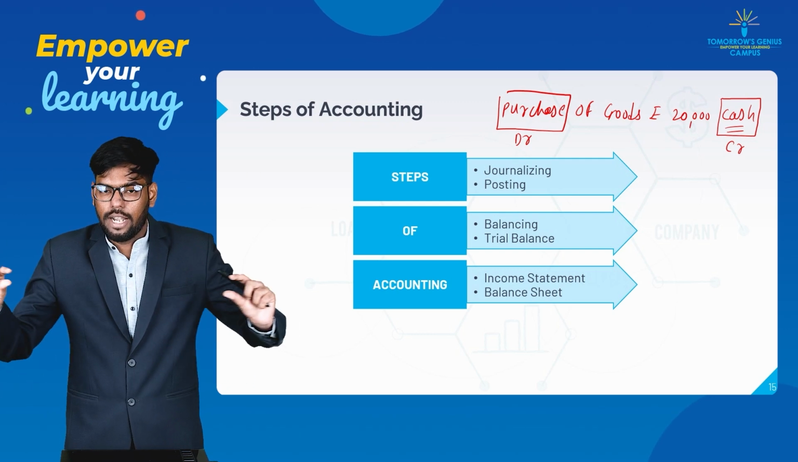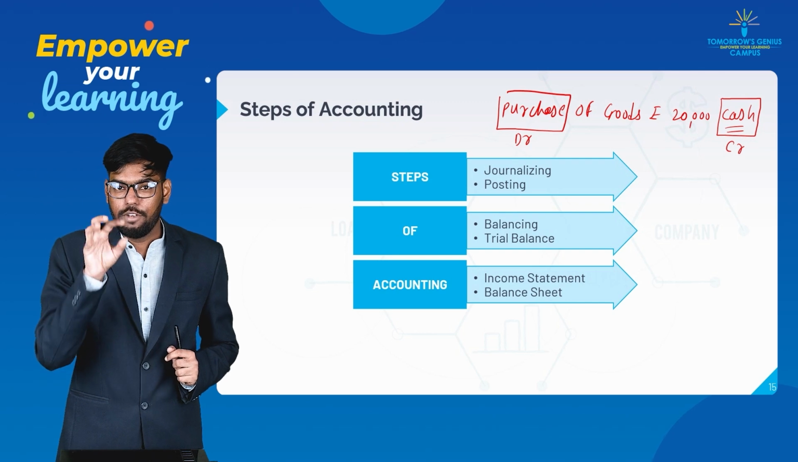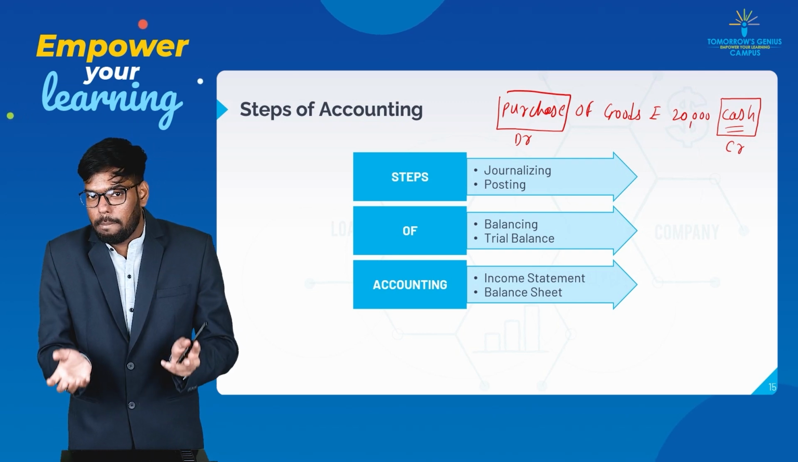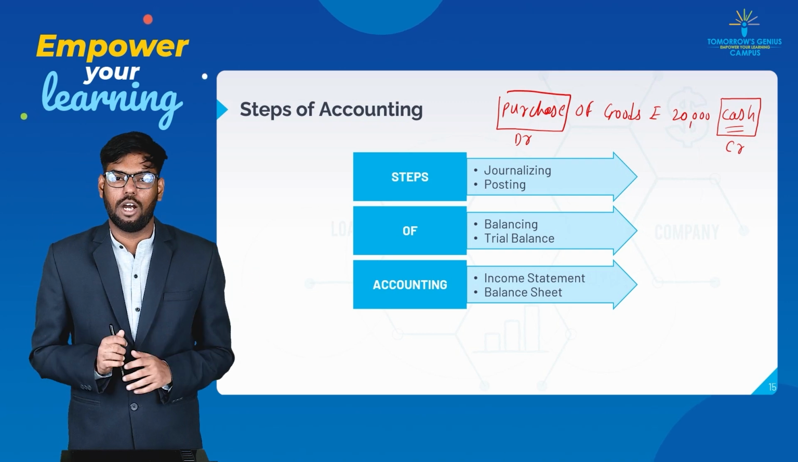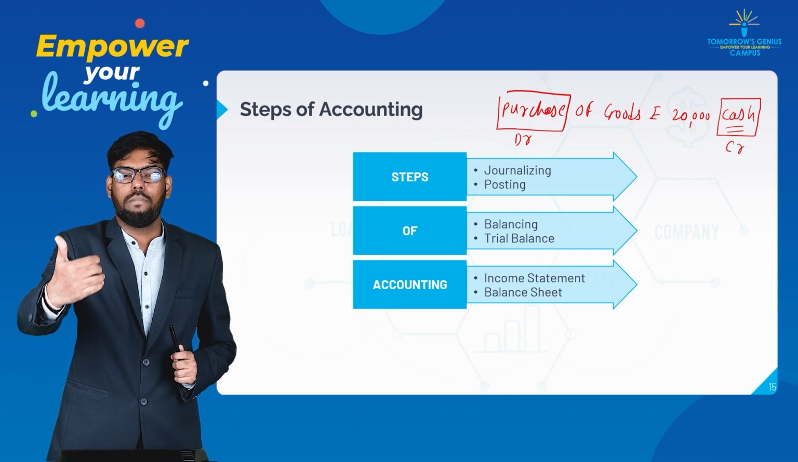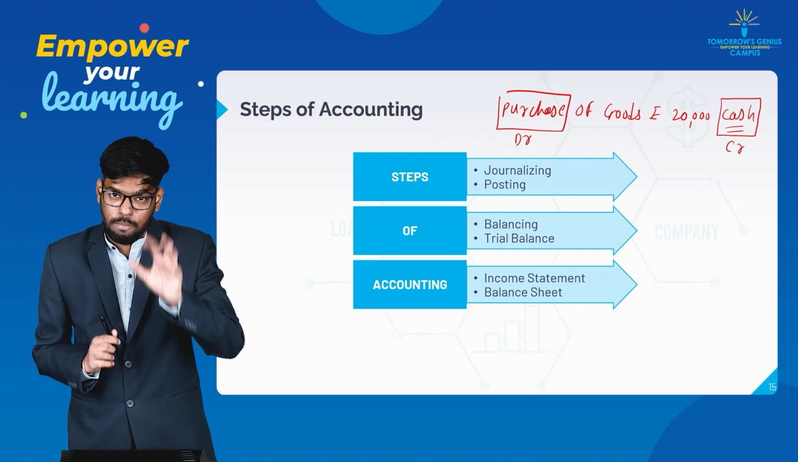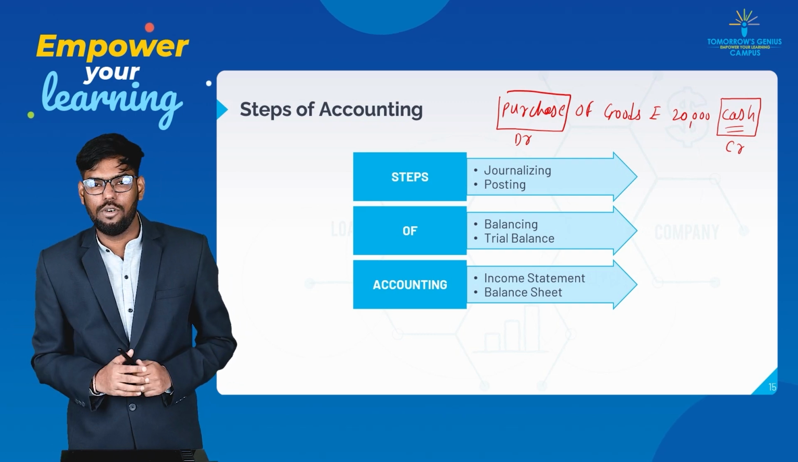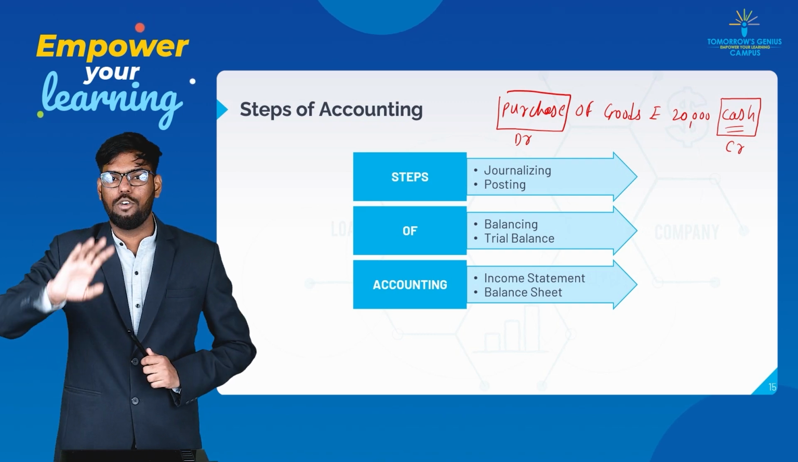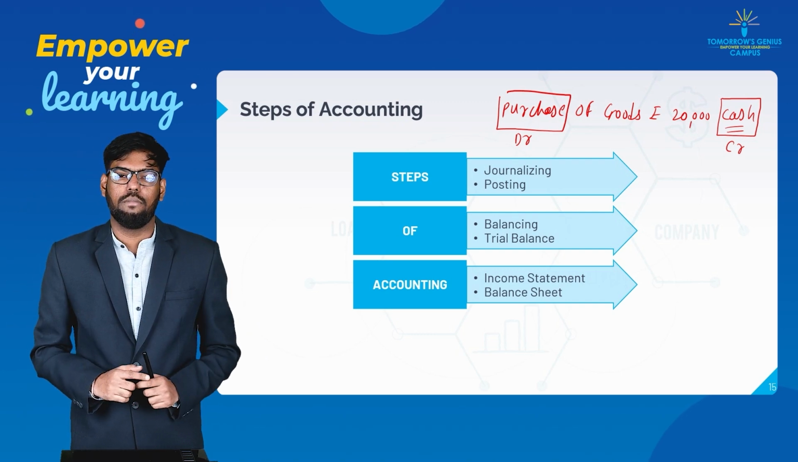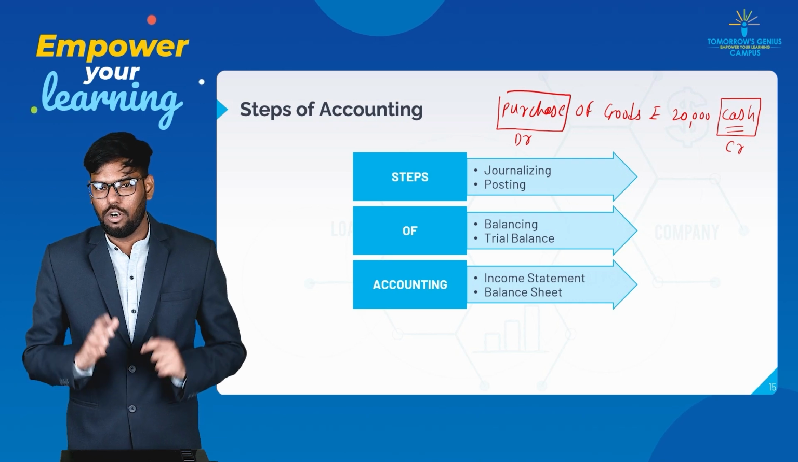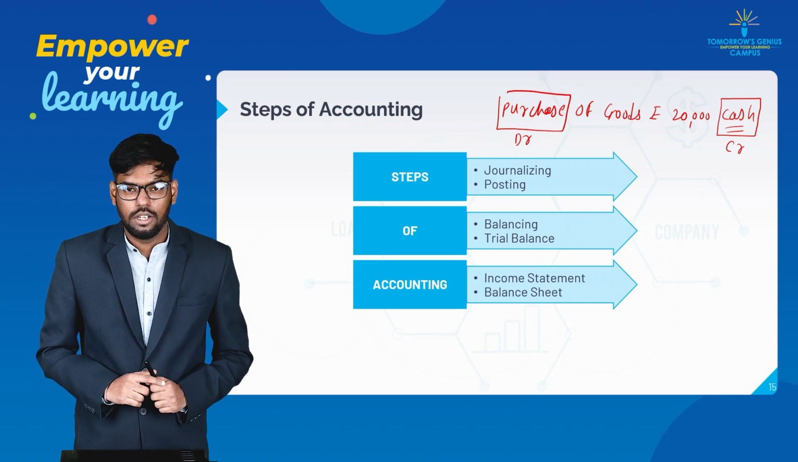So we identified which are the two accounts involved, then we apply the rules of debit and credit, we find out the debit and credit of accounts, and then we move to passing the journal entry. After passing the journal entry, you prepare a ledger account. After preparation of the ledger account, you move to the preparation of the trial balance, and with the help of the trial balance, you can easily prepare your financial statements.